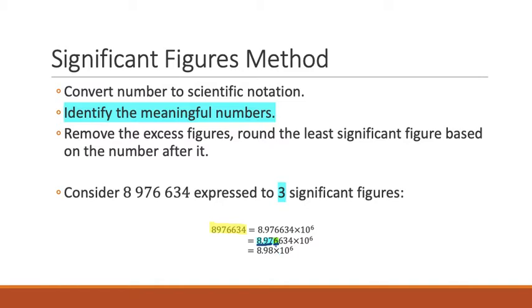We have to see what this fourth number is to determine what the final significant figure should be in our number. So notice that it's above 5, it's 6, so it's above 5, so we're going to round up. So this 7 over here changes from 7 to an 8. So the answer would be 8.98 times 10 to the 6. So notice how this number here is much easier to read or easier to digest compared to this number over here.